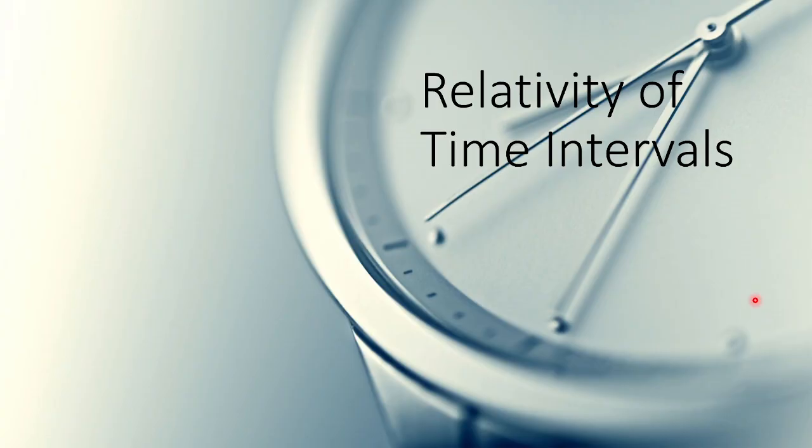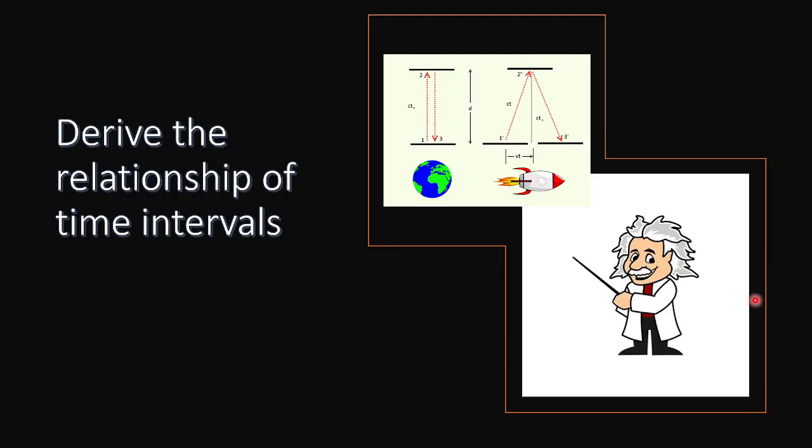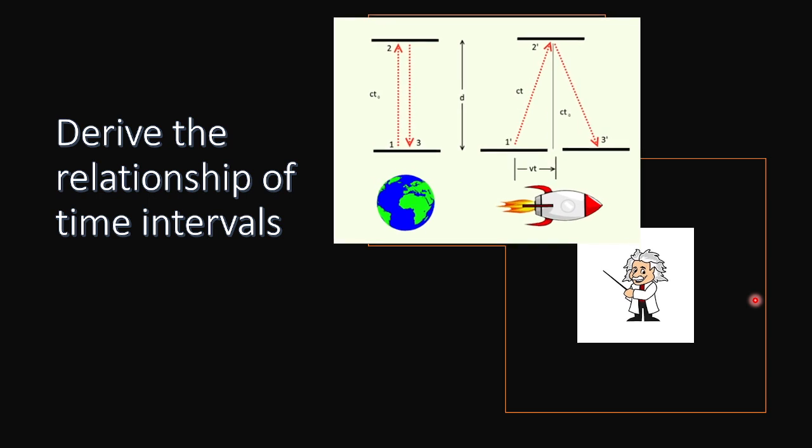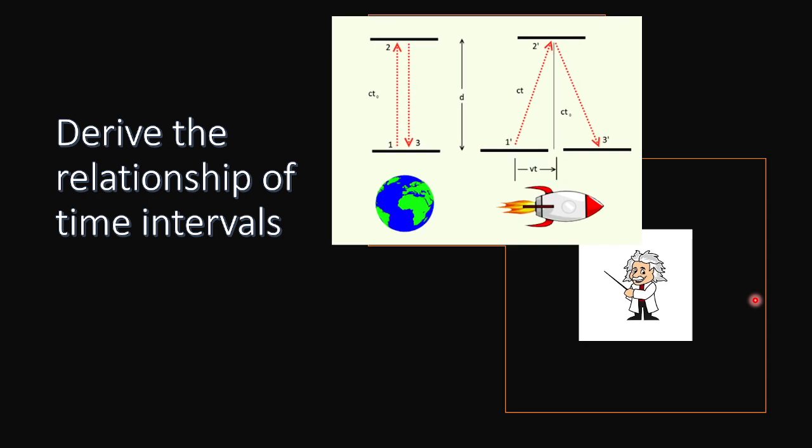Now, one of the consequences of this is relativity of time intervals. Now, let's derive the relationships of time intervals. Imagine there's a very huge mirror in outer space, and we observe it using our telescopes. Some scientists have boarded a spacecraft, or whichever you want, to observe it from the spacecraft, and some scientists stayed on Earth.